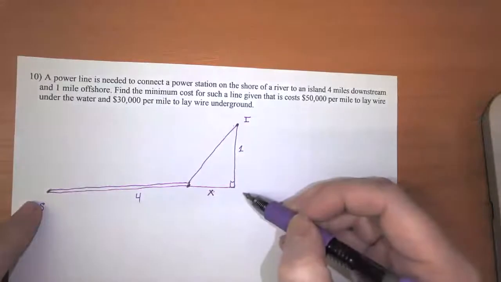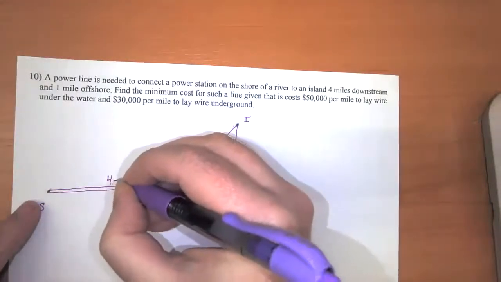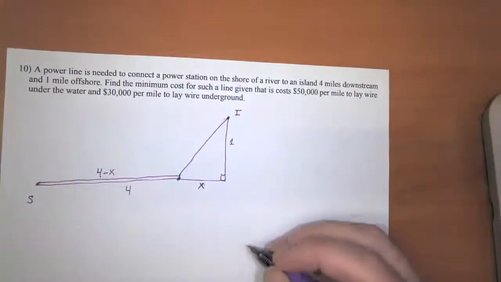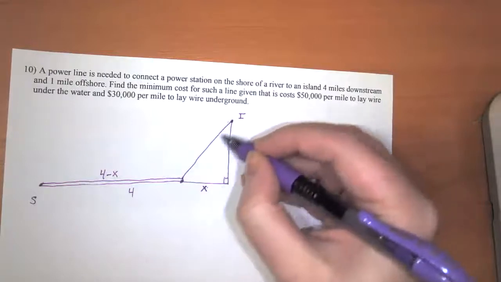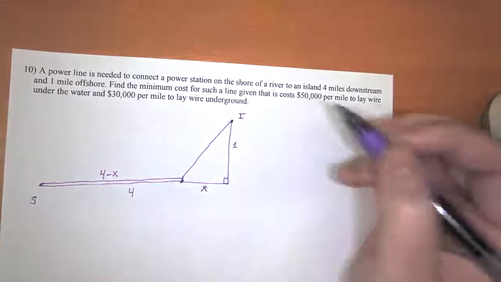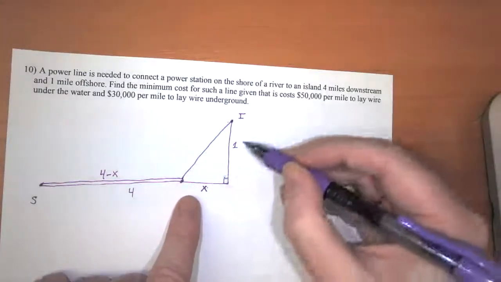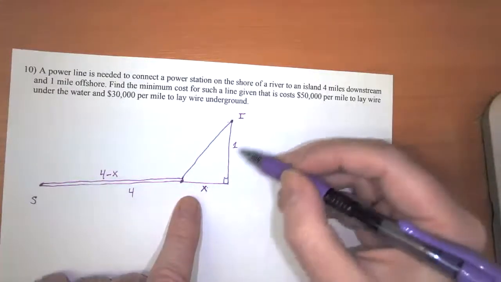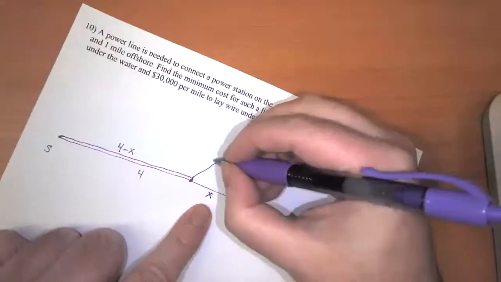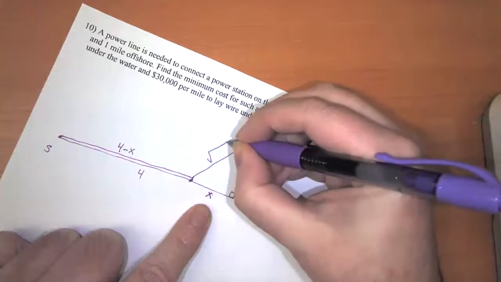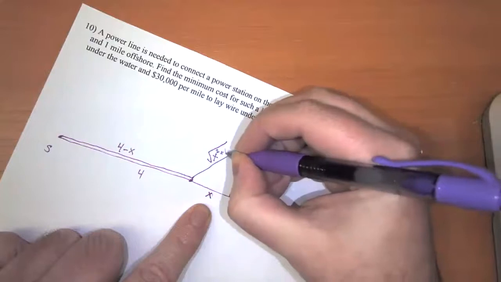Well, this whole distance here is 4 miles. So this section here would be 4 minus x. And what is the length of the wire that would go underwater? Well, we've got a right triangle here, and we know the lengths of 2 of the legs. We don't know this length, but we've got an expression for this length. So we would use the Pythagorean theorem. So this leg would be the square root of x squared plus 1.